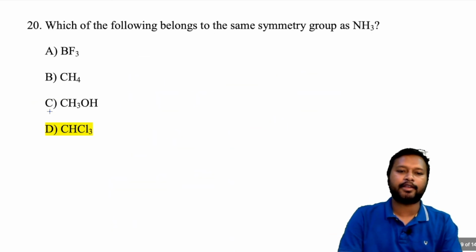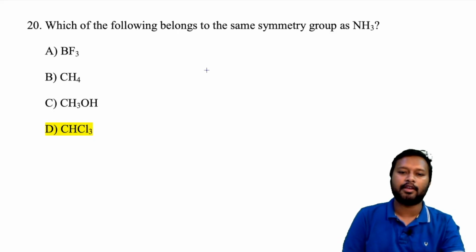Okay, let's take the next question. It says which of the following belongs to the same symmetry group as NH3. Now you know that NH3 molecule has a pyramidal shape and it has a C3v point group. In the same way, if you look upon BF3, it's a planar molecule. Okay, the point group for BF3. Okay, let's draw the structure.